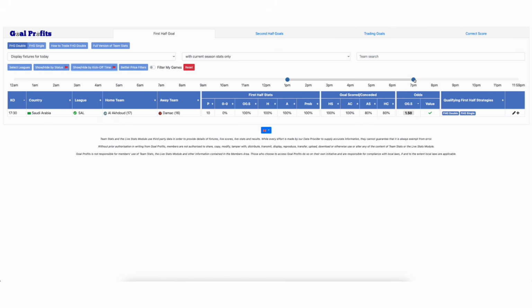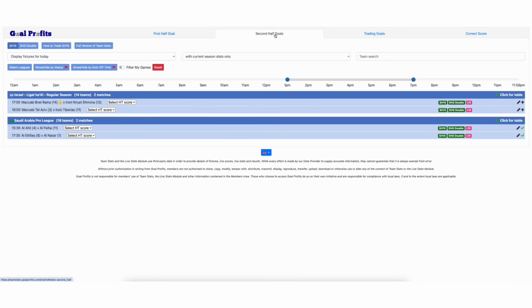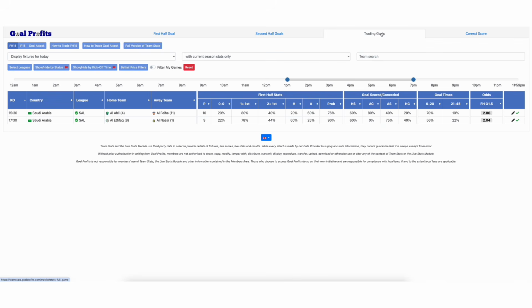Now I'm simply going to go through each strategy that I'm interested in for today and start building my shortlist. From the first half strategies, I'm adding these FHG single games to my shortlist. This strategy just looks for 1 goal in the first half. For the second half, I'm adding in these SH15 games. For this strategy, 2 goals is the aim, but there's potential to make a smaller profit or scratch with 1 goal. As you can see, these 2 FH15 games have already been added to my shortlist as qualifiers for the other strategies. It's a light fixture list today, so that'll be all.